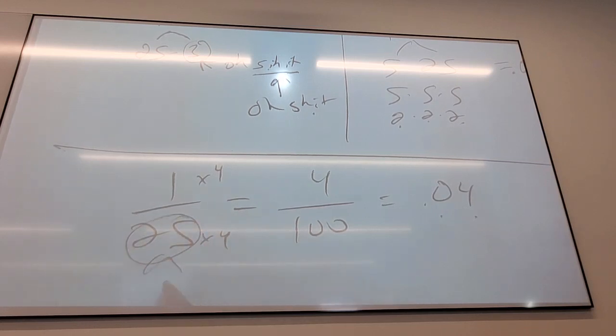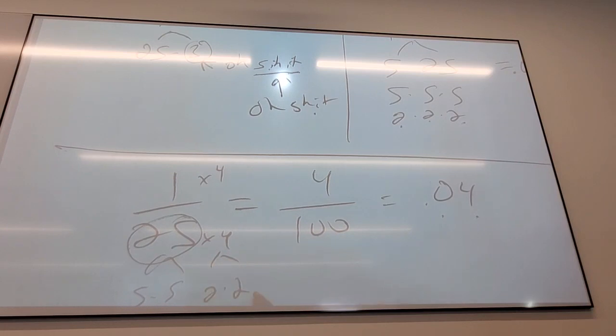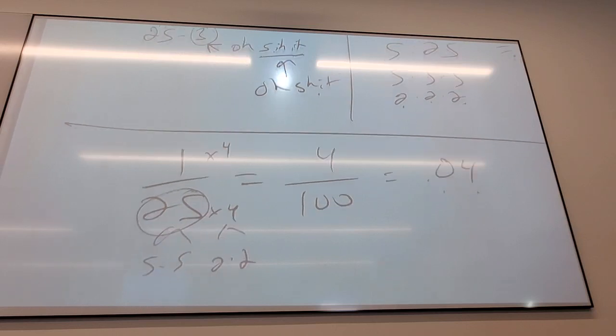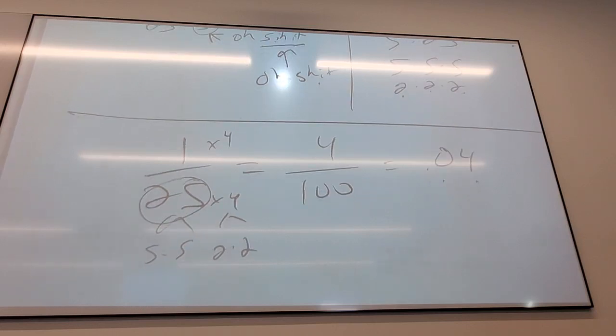Because 25 was 5 times 5. So of course each 5 needed a 2. You just never thought about that like that before. So if the bottom of the fraction has only 2's and 5's, it could become a terminating decimal. If it has more than just 2's and 5's, it cannot.